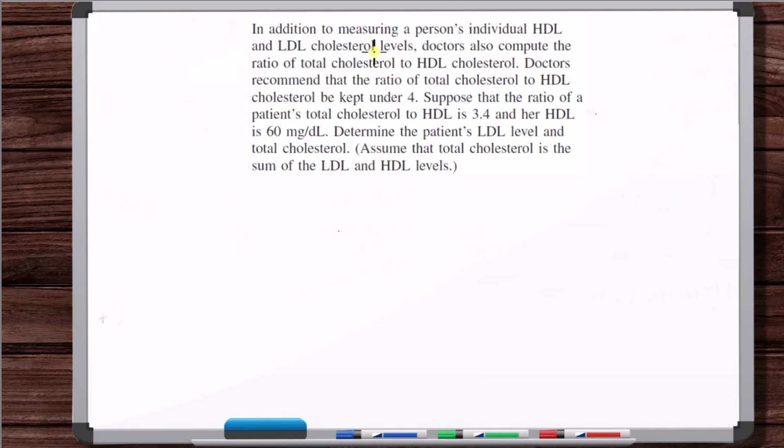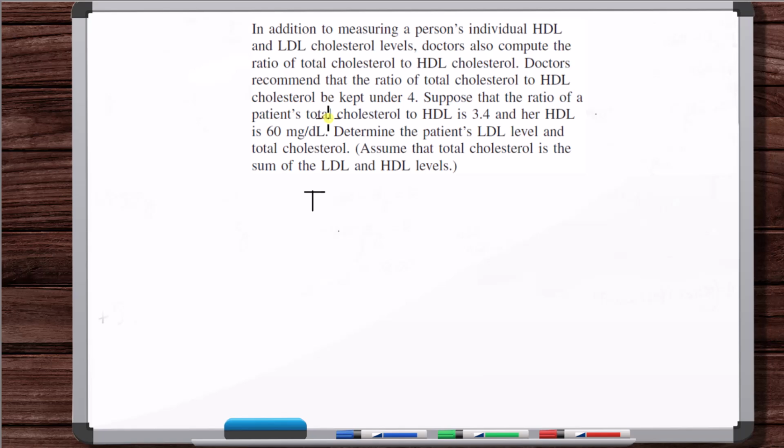All right, so I don't know what I'm going to put for variables here. Determine the patient's LDL level and total cholesterol. So I guess we'll just use the variable LDL for LDL level, HDL for HDL level, and then just T for total. So we're trying to solve for T. Doctors recommend that the ratio be kept under 4. I don't know why it gave us all this junk at the beginning. I don't think this has anything to do with the problem. It's just telling us kind of a backstory, but okay.